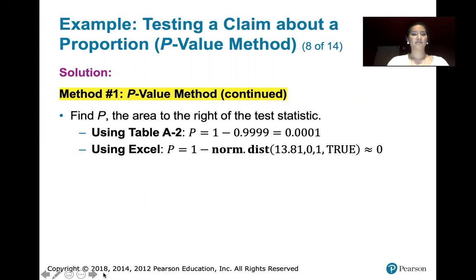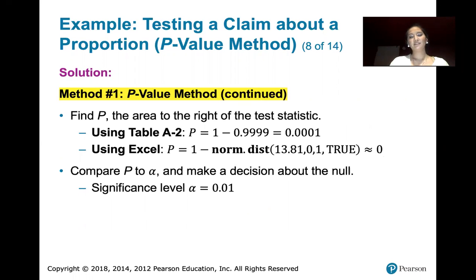So that's our p-value. Now, after you have the p-value, which corresponds to the probability of getting a test statistic that is as extreme as that 13.81 that we got, or more extreme, we want to compare that to alpha, the significance level. Well, alpha is just 0.01, and p is either 0.0001 or 0.000000 for however many zeros that we need. It's going to be a lot of zeros according to Excel. So p is clearly smaller than 0.01. So we're going to reject the null.